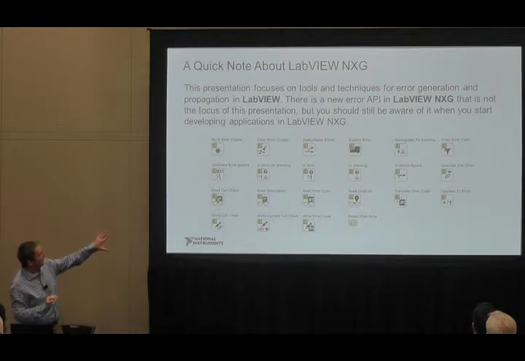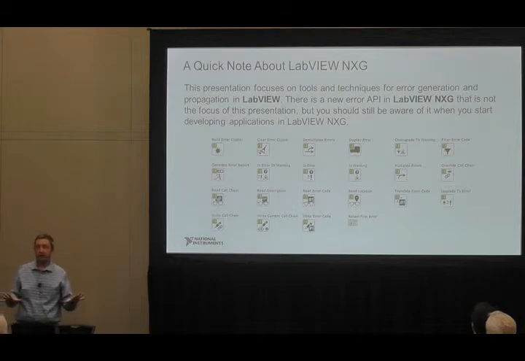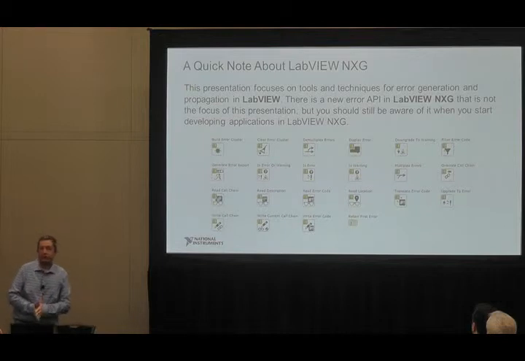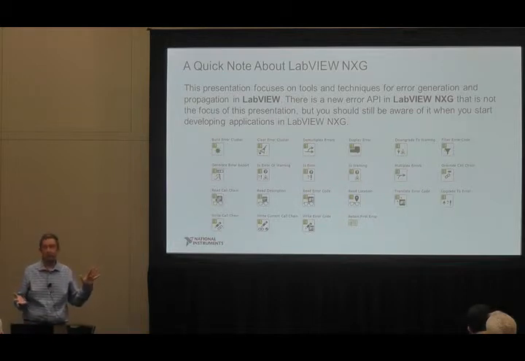So 5. Here we can see that the error API in LabVIEW NXG is quite a bit more expansive. We can see we've got a lot of VIs for just parsing the error cluster and learning information about it, modifying information like call chain and location and things like that. So when you're writing a new application in LabVIEW NXG, make sure you become familiar with this new error API because it is completely new and different from what's available in LabVIEW today.